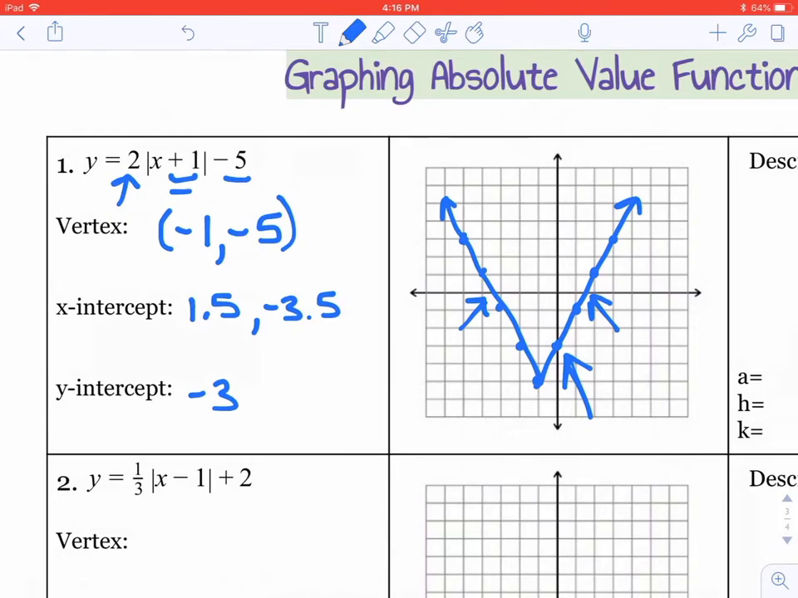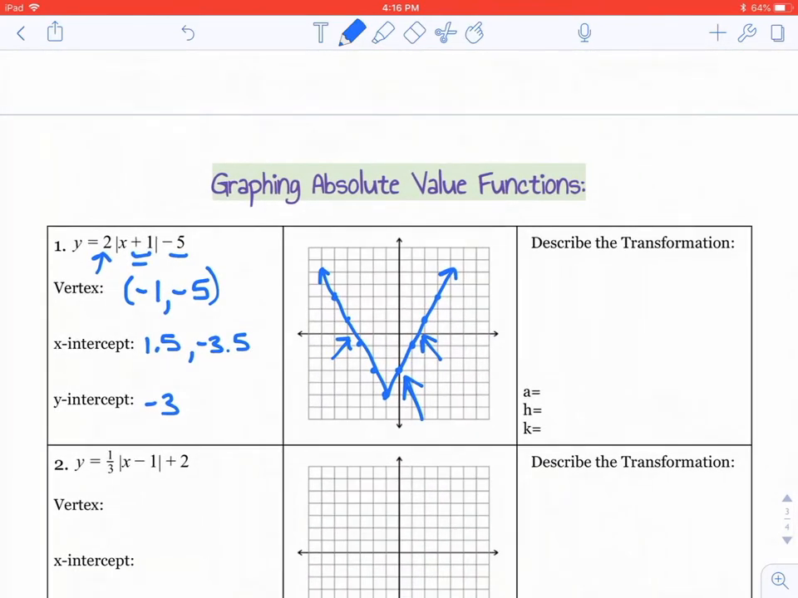Now let's describe the transformation and label A, H, and K. So the transformation in this case shifted left 1 down 5 from our graph. So you can tell it went left 1 and down 5 when we graphed it. So let's say left 1, down 5 units. And then that 2 that was out front made it have a vertical stretch by a factor of 2. So let's write that.